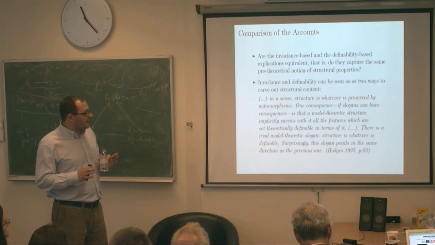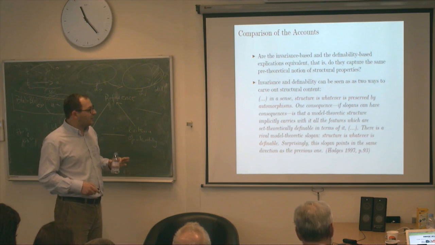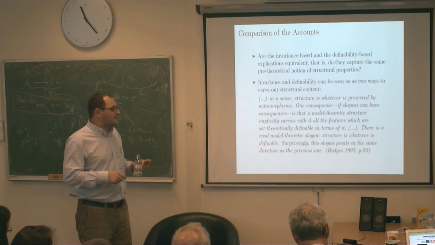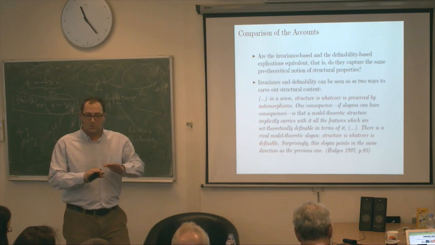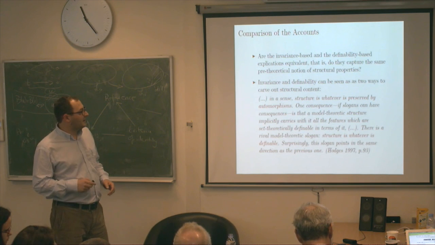There is a nice symmetry between definability and invariance. Here's a quote from Hodges' book on model theory. I won't read it, and it's also not directly applicable to our account because Hodges is talking about structure invariance under automorphisms. But basically, the motto here is that there is a duality, a nice symmetry, between invariance and definability. So the question is, are these two approaches equivalent? Well, they are not.